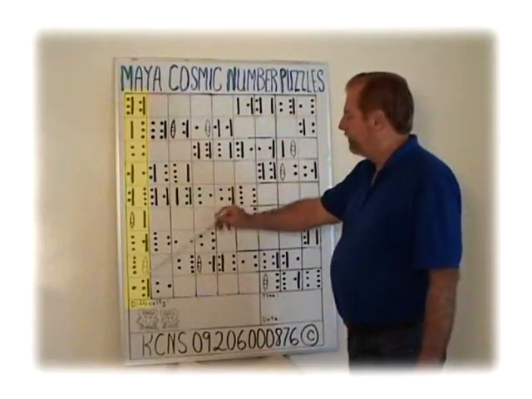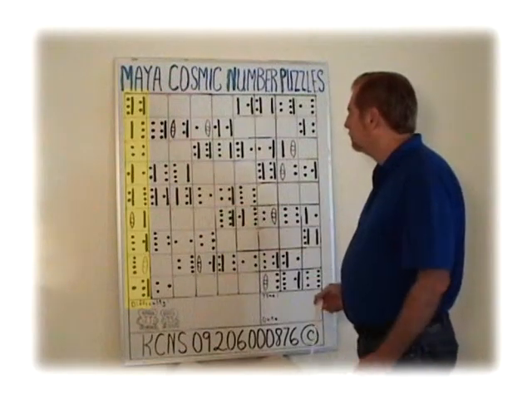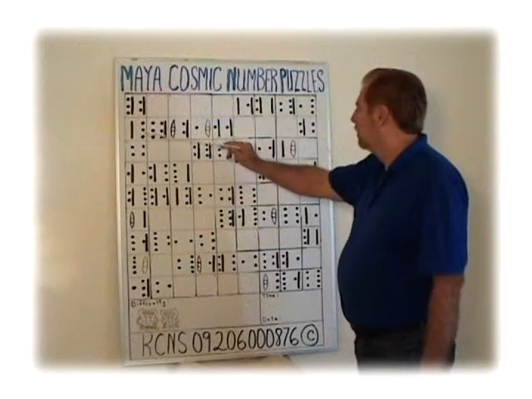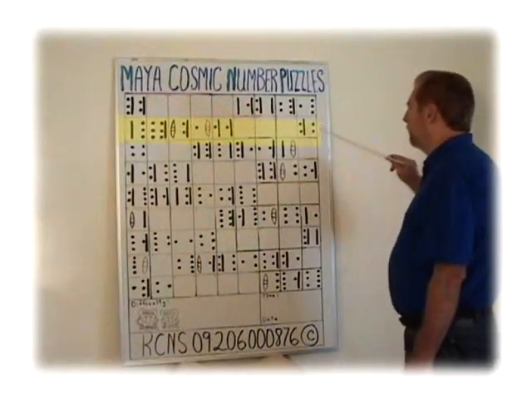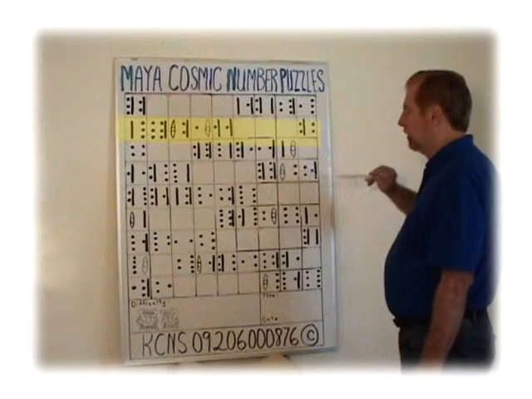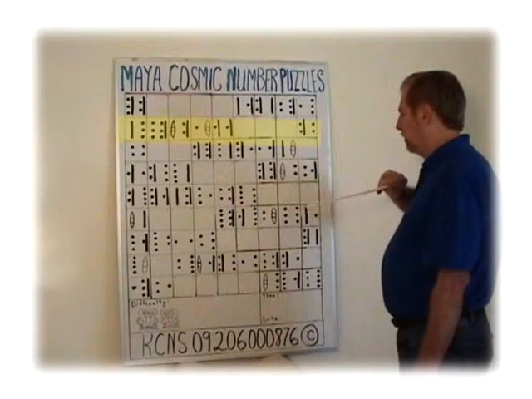That solves for that column. Next, let's try to solve for this row. It only has 3 blanks in it.